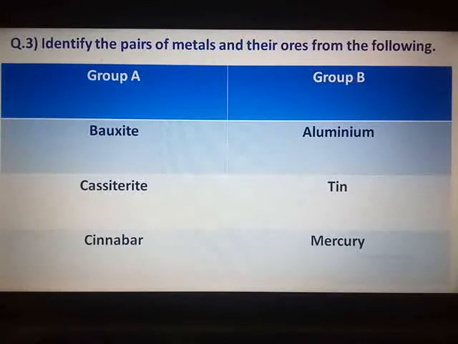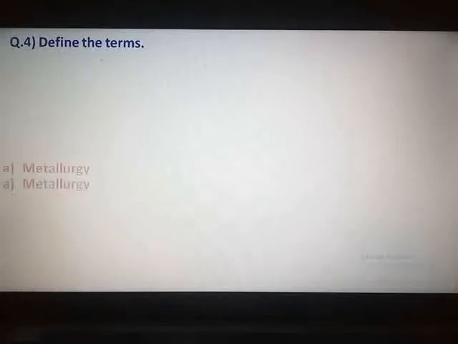Now let us proceed towards question number 4. Change the question. They have given explain the terms. You have to make it define the terms. Question is define the terms. First one, A, metallurgy. The answer lies in the textbook on page number 99, second last paragraph. Page number 99 in your textbook.